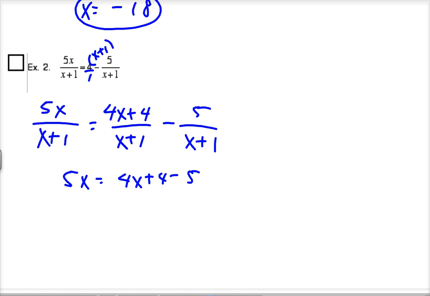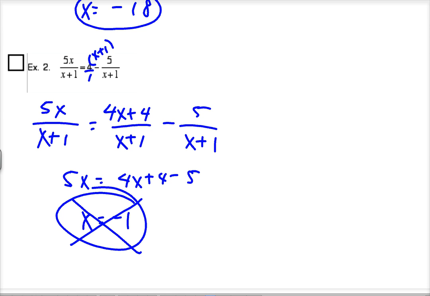Bring over the 4x. I get x on this side. Put the 4 minus 5 together. I get -1 on that side. And you're going, oh, looks like -1. Wait a minute. In my restrictions, x couldn't be -1. So actually, no solution. Okay, moving on to the next page.